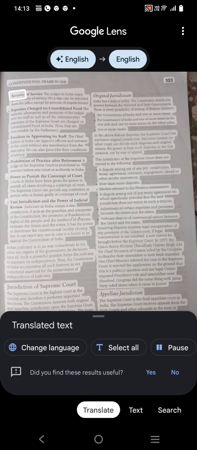Security of service. The judges in India enjoy good security of service. No judge can be removed from the office except by process of impeachment.